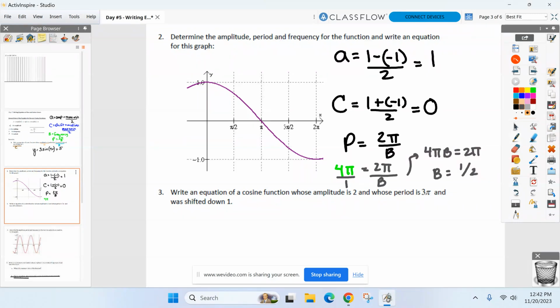Or just do it on your calculator. 2 pi divided by 4 pi. It'll give you a half back. All right, you ready? Now I got all the values. Write the equation.